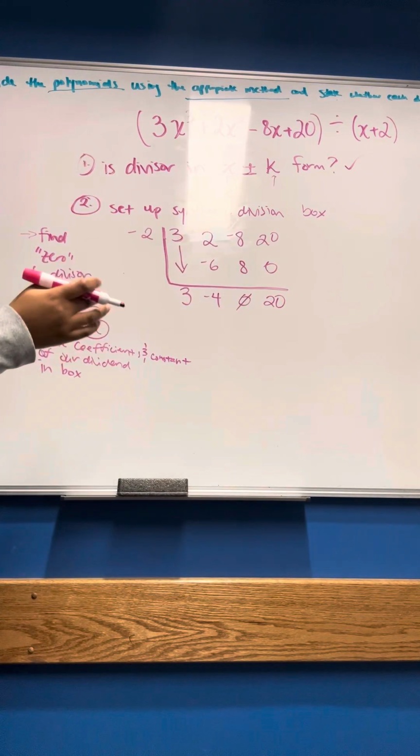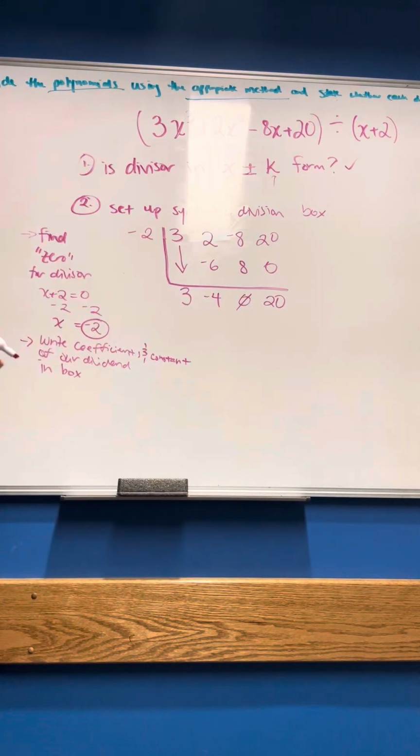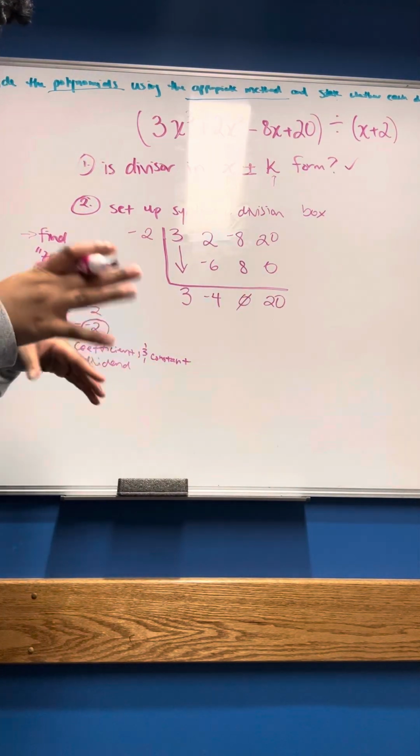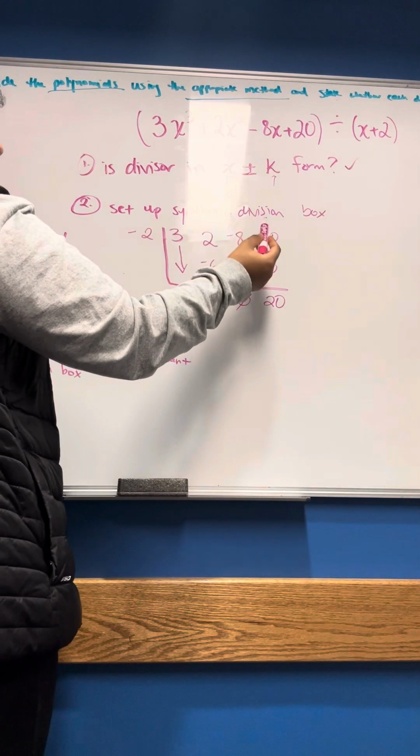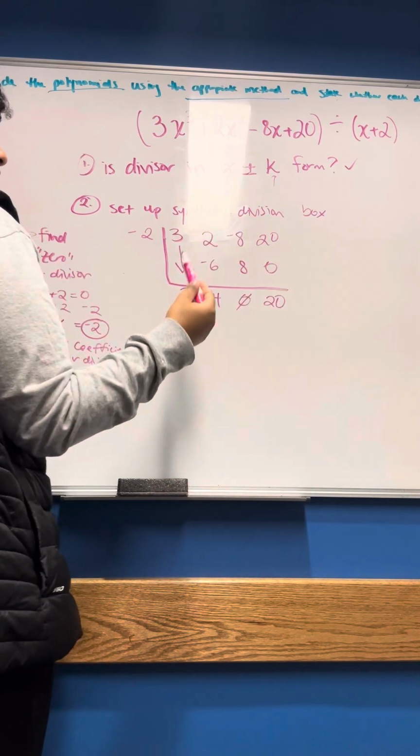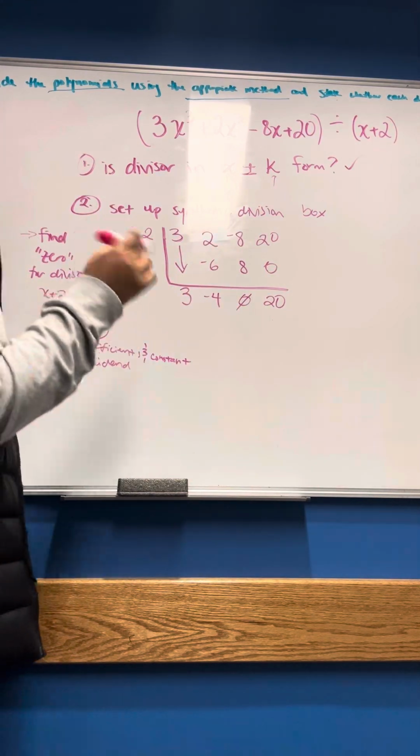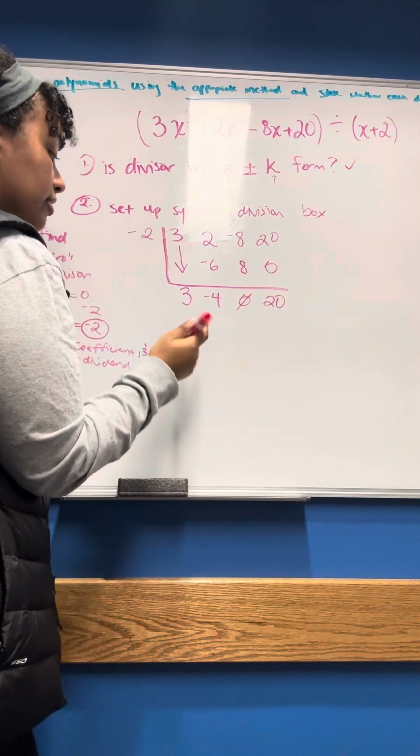Now we have our answer. These are the coefficients for our answer. If you want to see any connections between long division and synthetic division, one would be that everything for our divisor goes outside and everything for our dividend is inside the box. I don't know if that helps for y'all. Anyways, okay, now we're going to start writing our answer. These are the coefficients for our answer.